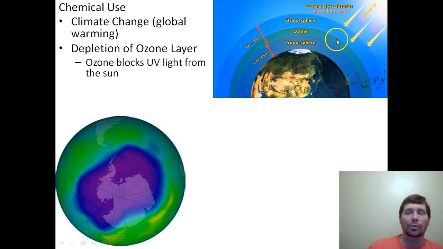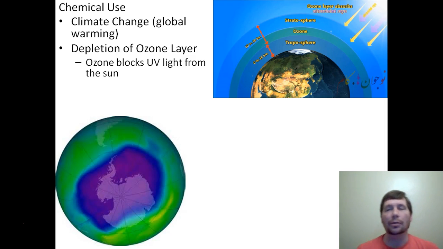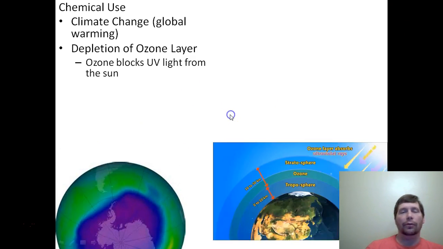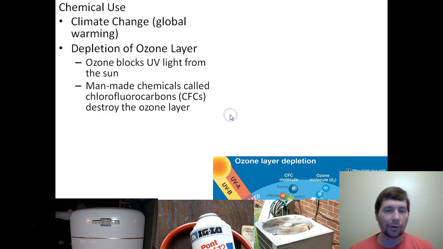If the ozone layer was gone, we'd all have skin cancer tomorrow and we'd be dead because UV rays are very harmful to DNA. Well, the problem is we got a hole in the ozone layer. Where did this hole come from? Well, humans once again are to blame.